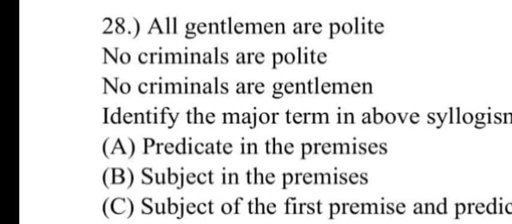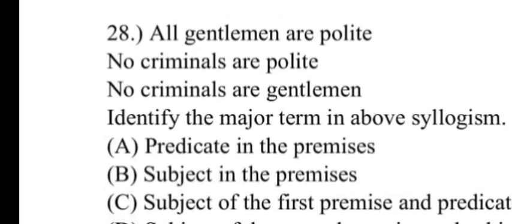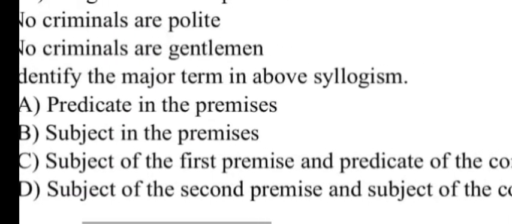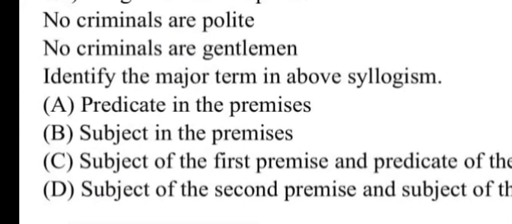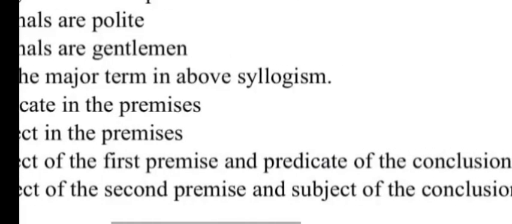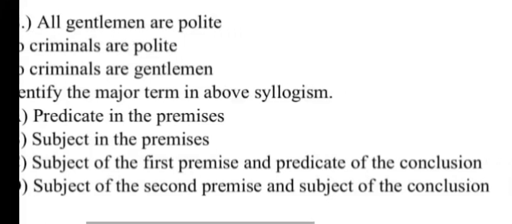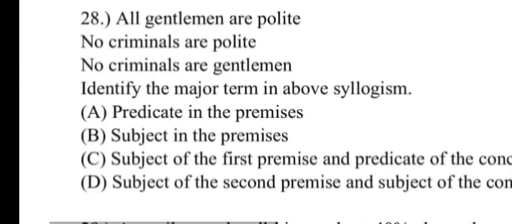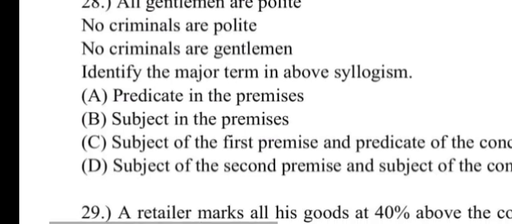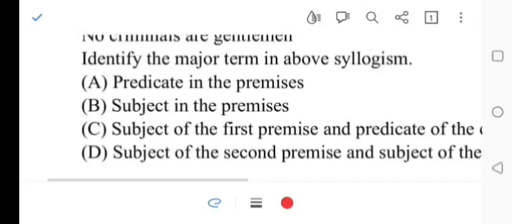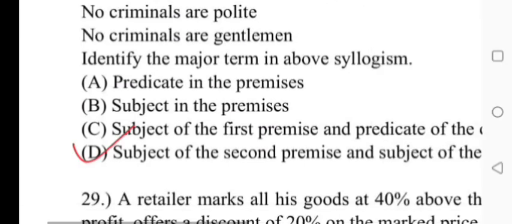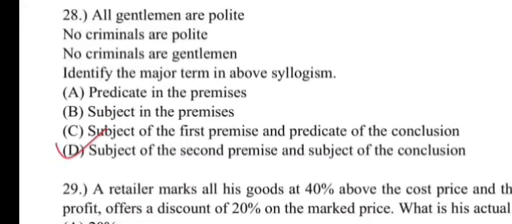Question 28 says all gentlemen are polite, no criminals are polite, therefore no criminals are gentlemen. Identify the major term in the above syllogism. ABCD: predicate in the premises, subject in the premises, subject of the first premise and predicate of the conclusion, subject of the second premise and subject of the conclusion. Question 28, it will be D, subject of the second premise and subject of the conclusion.